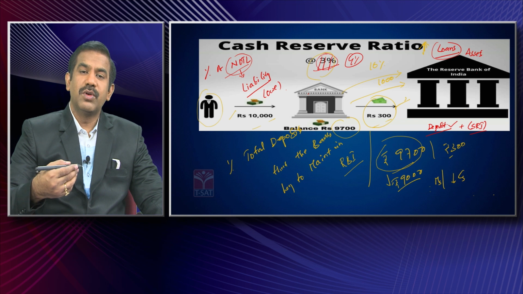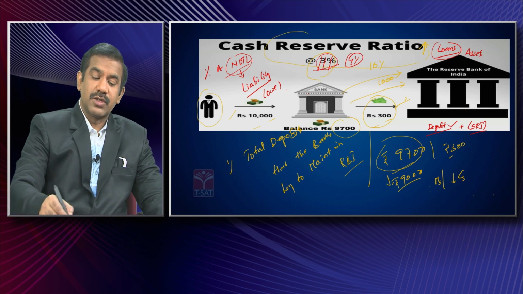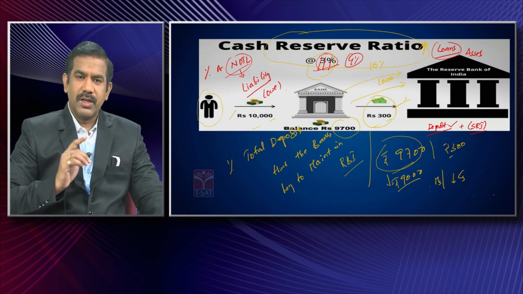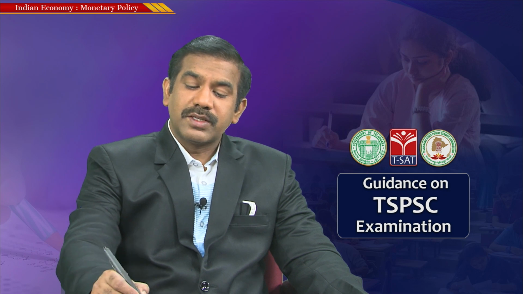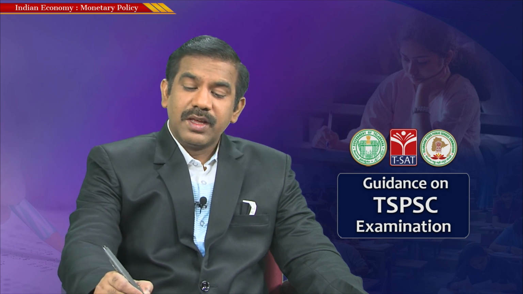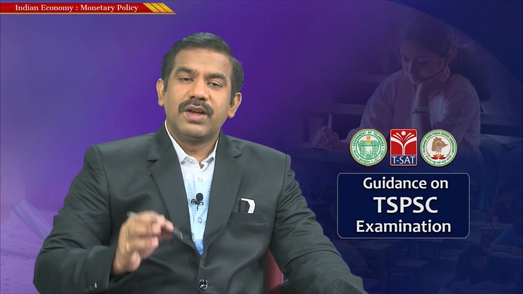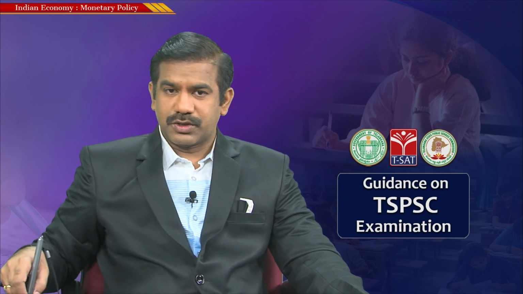That is how the reserve ratio, here the cash reserve ratio, plays a very instrumental role in altering the supply of money. So I just want you to remember that with an increase in reserve ratio, the bank's ability to lend money decreases, and with a decrease in reserve ratio, the bank's ability to lend money increases. It would have more money to lend because of fewer reserves to maintain. That's the importance of the cash reserve ratio.